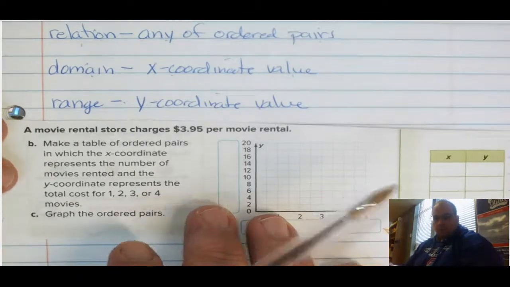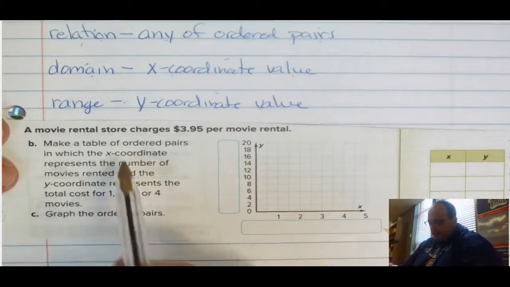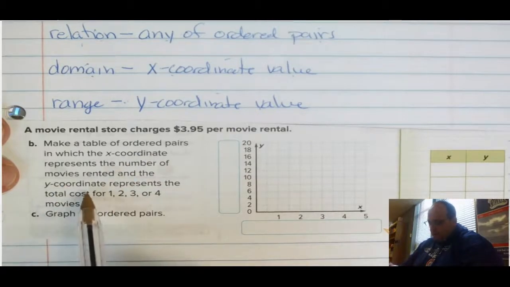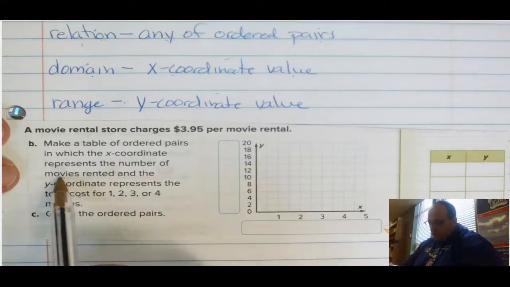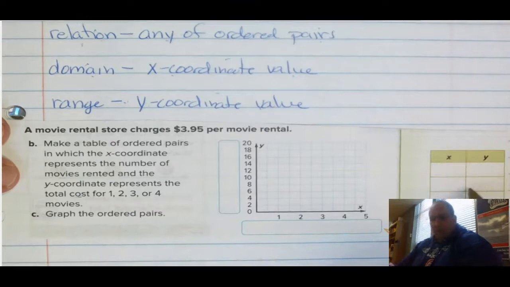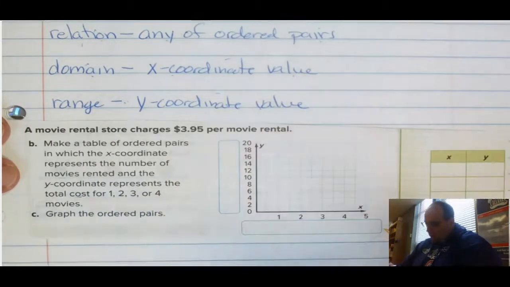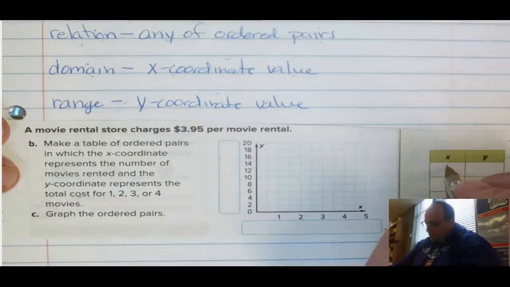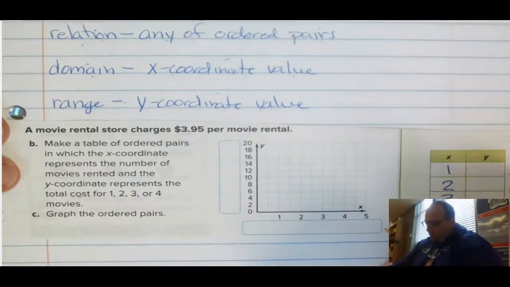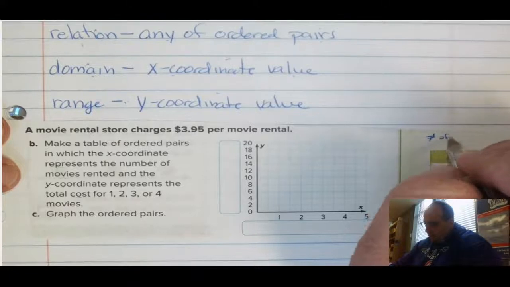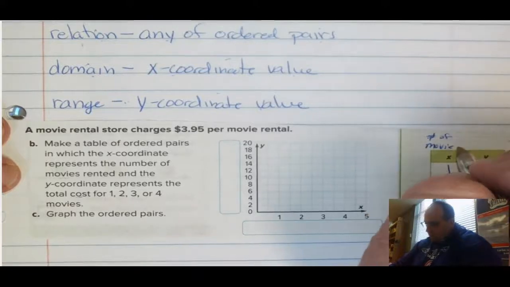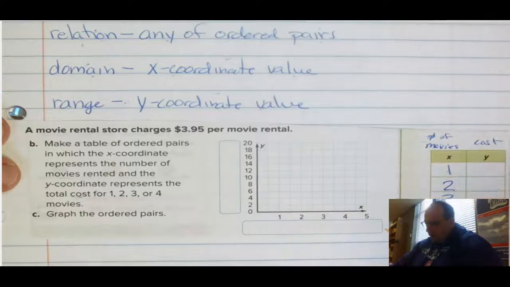4 movies. So again, my x-coordinate is my domain, my y-coordinate is going to be my range. So the cost is going to be the range, the number of movies is going to be my domain. So let's go ahead and fill in the table first with the values that it gave me. It wants total cost for 1, 2, 3, and 4 movies, so I'm going to put a 1, a 2, a 3, and a 4 because that's my domain. That's the number of movies. And then y is going to be my cost.